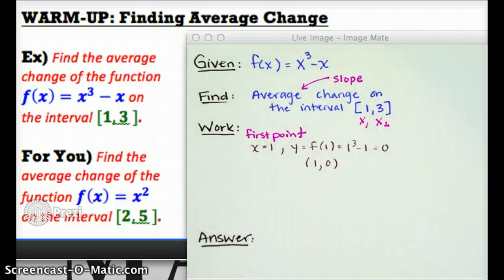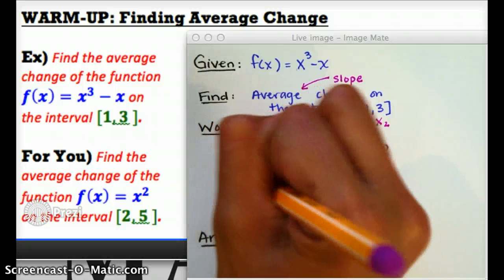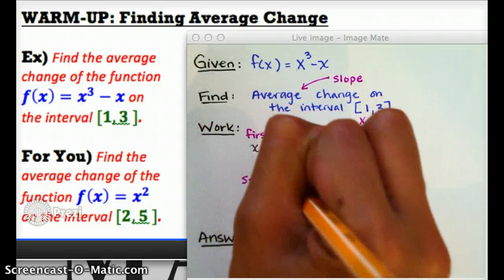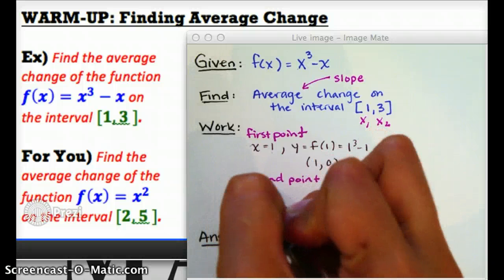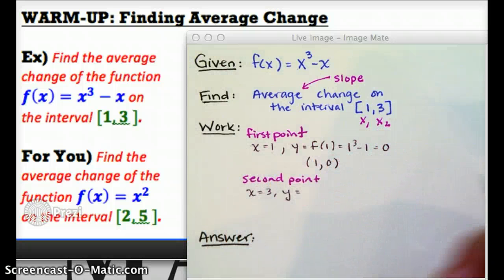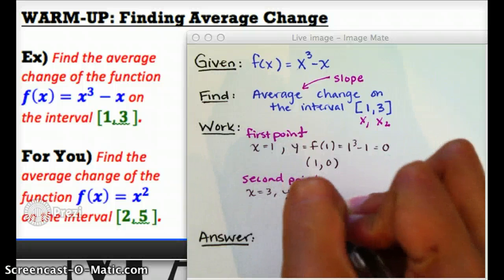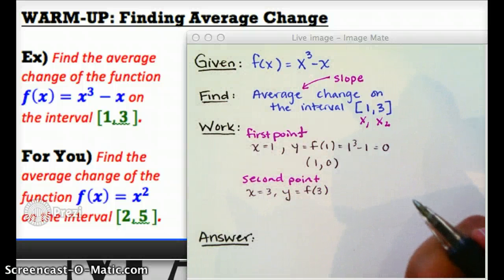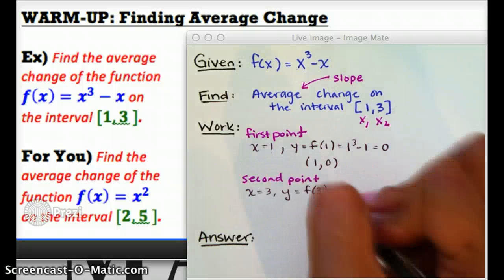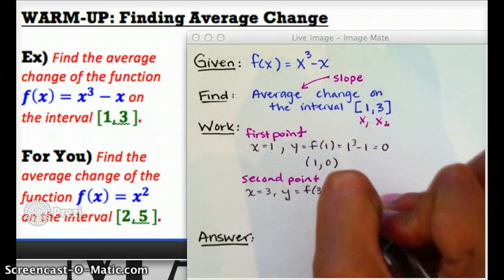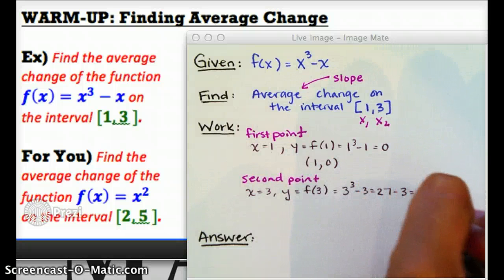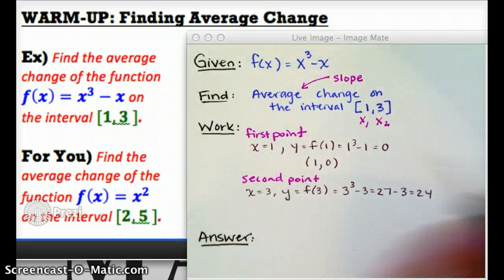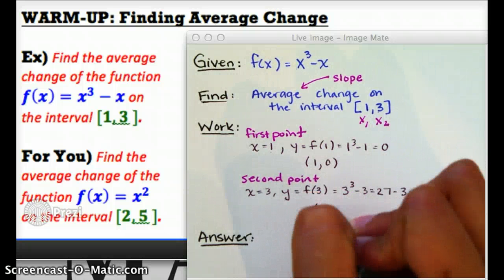We need a second point to calculate the slope. So second point, here we go. Same idea. I have an x value to start with. That x value is 3. The y value is going to be the output of this function when I plug in 3. That's what f of 3 means. Now to actually figure out what that number is, we just go ahead and do the math. 3 cubed is 27. And 27 minus 3 is 24. So our second point is 3 comma 24.